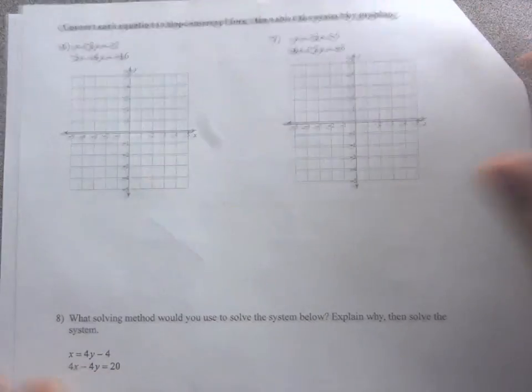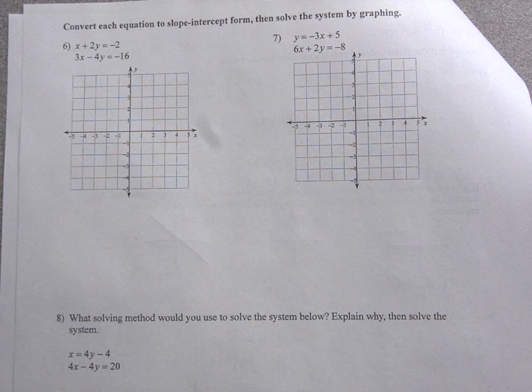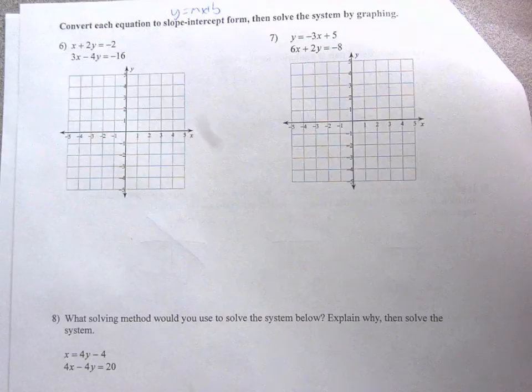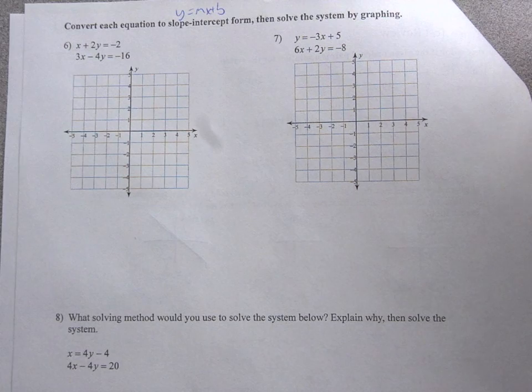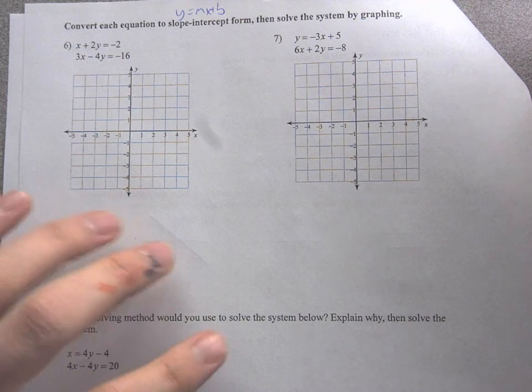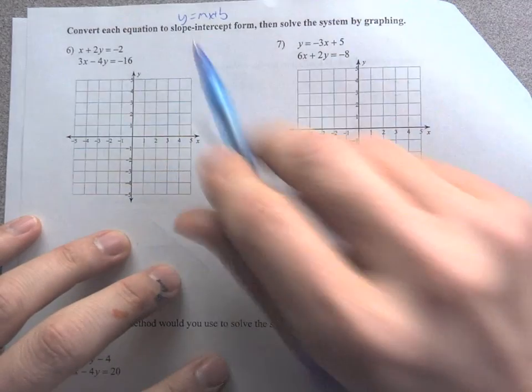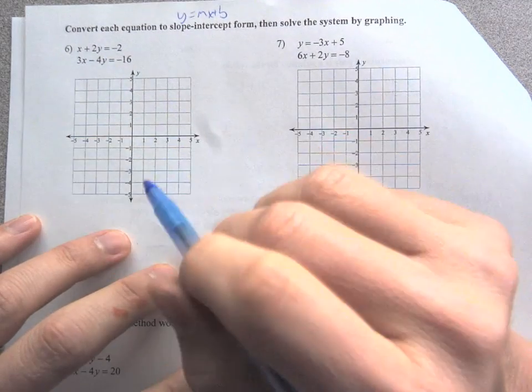Let's flip it over. Okay, in 6 and 7, you're going to need to graph them as well, but they're not in slope-intercept form. So you need to convert them to slope-intercept form, which again is y equals mx plus b. It's a really good skill to have to be able to put something in slope-intercept form because we use it so often. Okay, so let's start with equation 1. Slope-intercept form, notice, has y by itself. So we need to get y by itself.